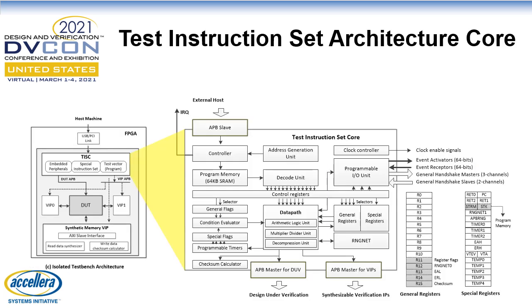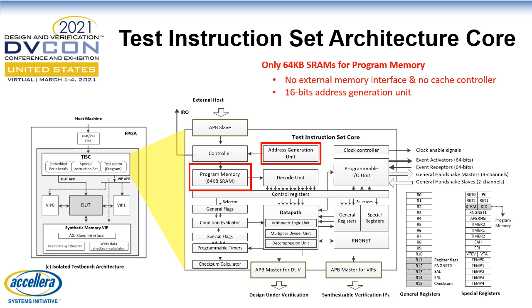This slide shows the microarchitecture of the test instruction set core, shortly called TISC. The program memory is restricted to only 64 kilobytes, which is very small. There is no external memory interface and no cache controller for external program loading. Address generation logic is simple because all address values, including program counters, are only 16 bits. To make the 64 kilobyte SRAM size feasible, a variable length instruction set format is adopted.